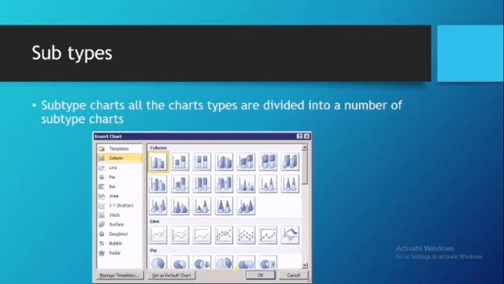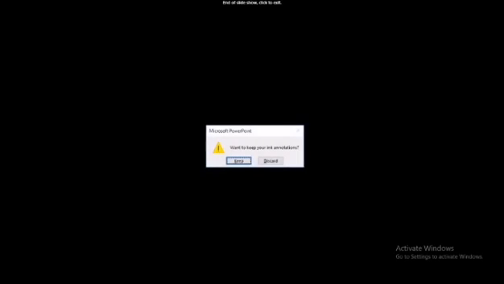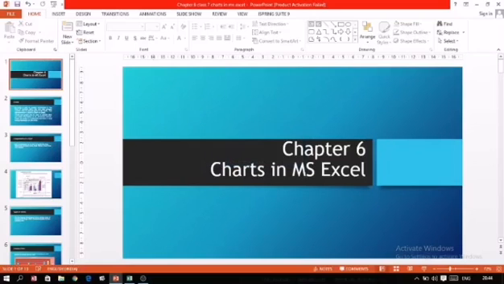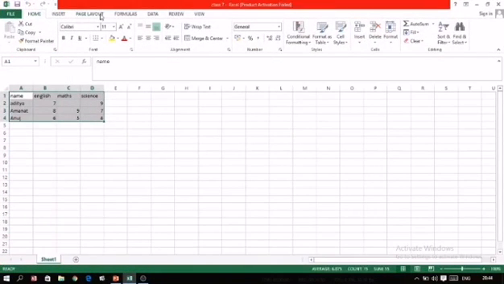Now the next topic is subtype charts. All the types of charts contain subtypes, also called the subcategories of the chart. Here you can see the subtypes of some of the charts, like column chart, line chart, pie chart. Then you can select any one of the styles from it. Now I will show you the subtypes of the chart in the new version of MS Excel.